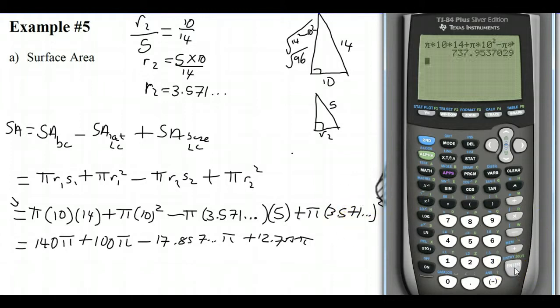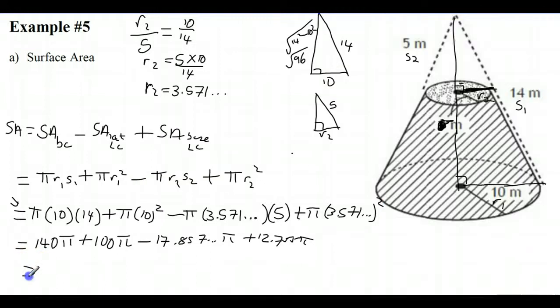Boom. 737.953. And, no, it's okay. Well, rounding to the 10th, right? So to the 10th, we look here, look there, I've got to round that up, so it'll be 738.0, and it's in meters squared. Okay, wow, huh? Surface area.